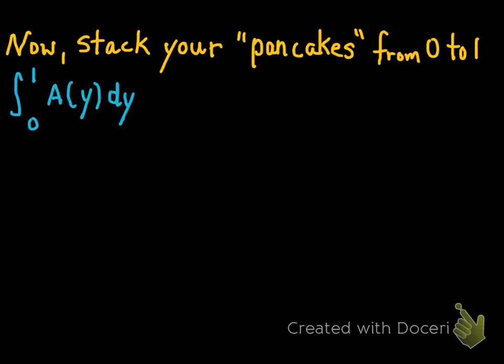And the integral is going to be tagged with that dy. The thickness of every pancake is an infinitesimally thin, very close to 0, approaching 0, dy, a small difference in y's. Alright, so again, the area formula for a circle is pi r squared dy.